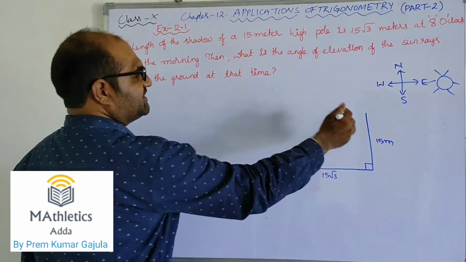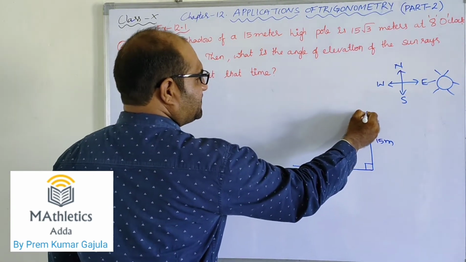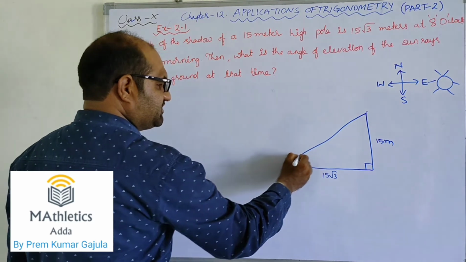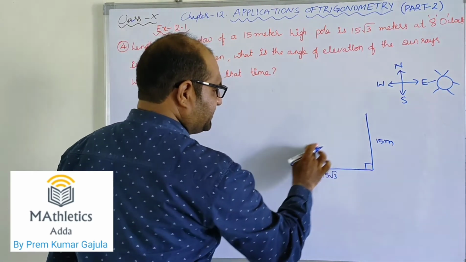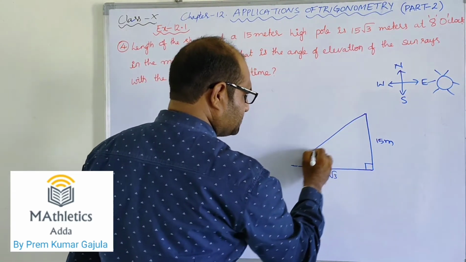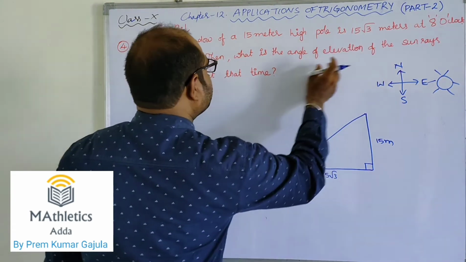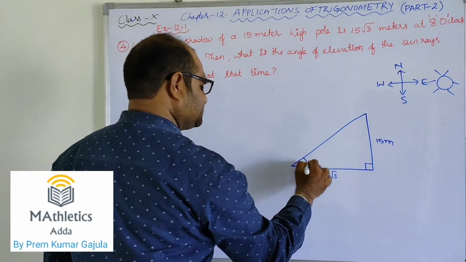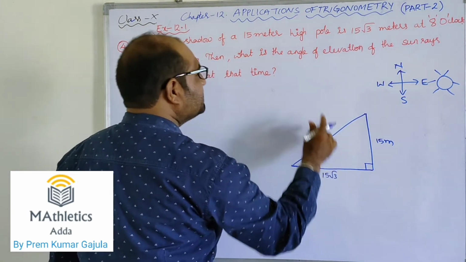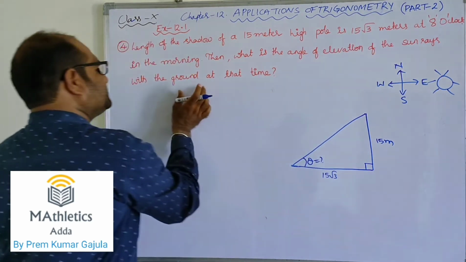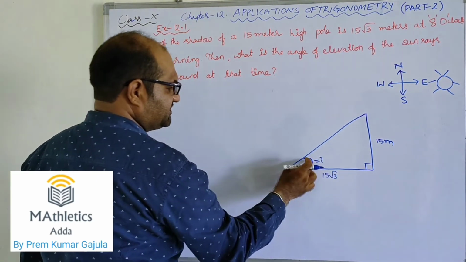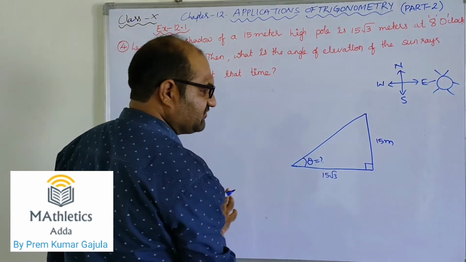Okay. Next, the sun rays will fall like this. So if you join like this, you will get a right angle triangle. Okay. So what do we have to find? What is the angle of elevation? This theta we have to find. What is the angle of elevation of the sun rays with the ground at that time? With the ground at that time, that is theta, we have to find.